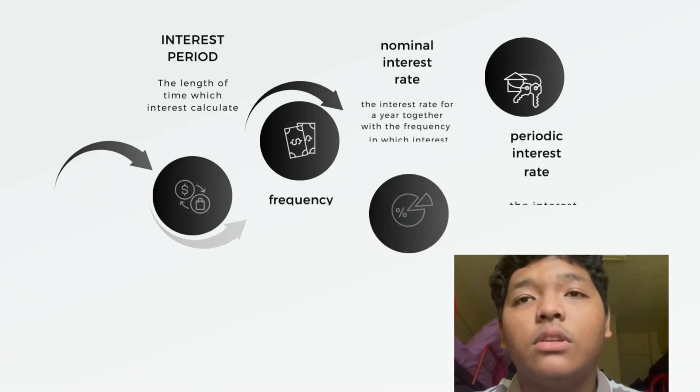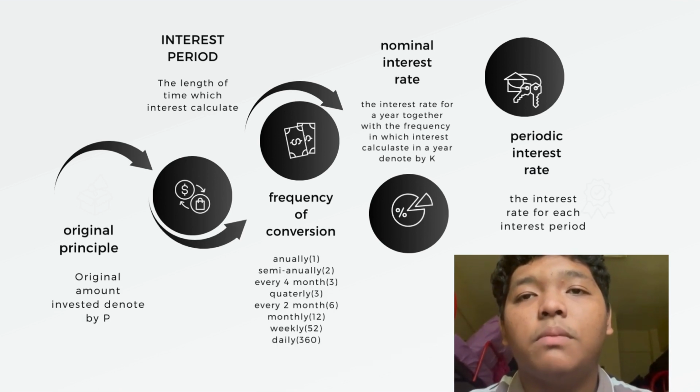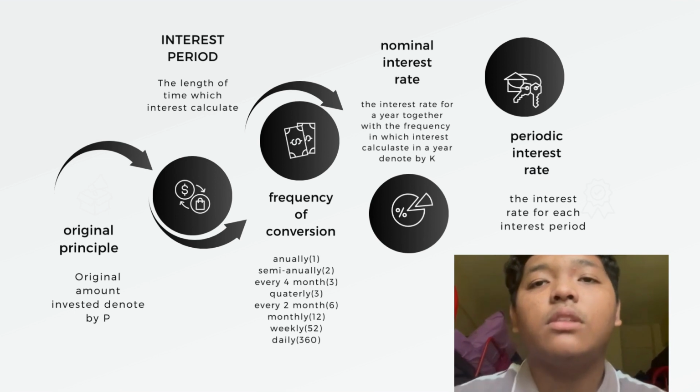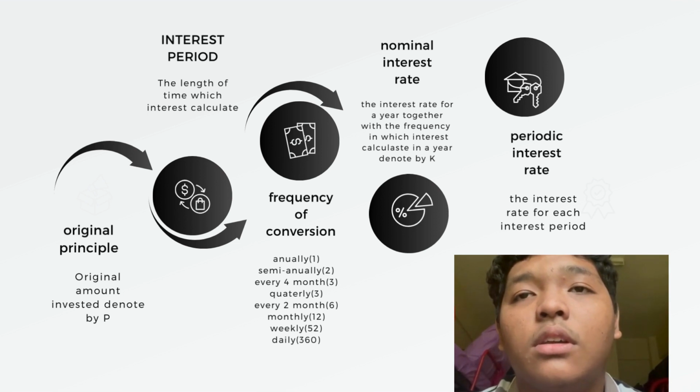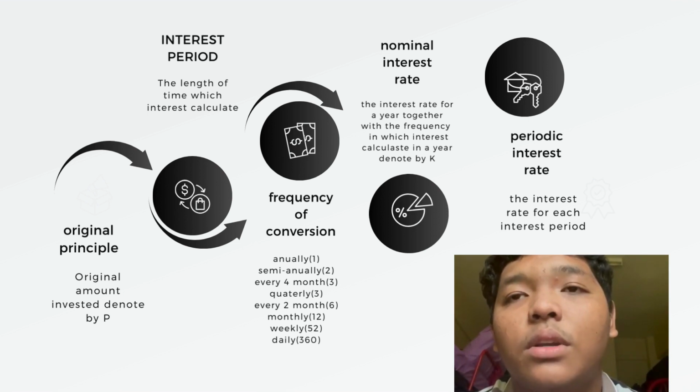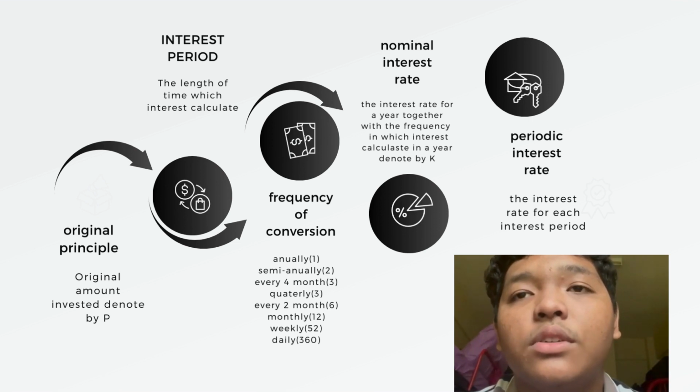Next is original principal. Original principal is the original amount invested, denoted by P. So P is the principal value. Next, interest period, the length of time for which interest is calculated. Next is frequency of conversion.